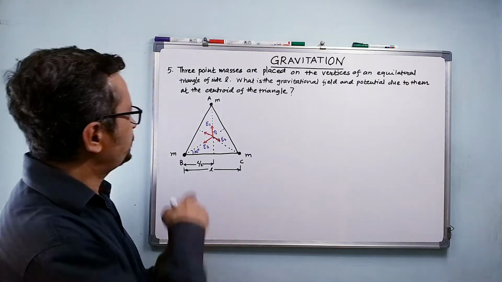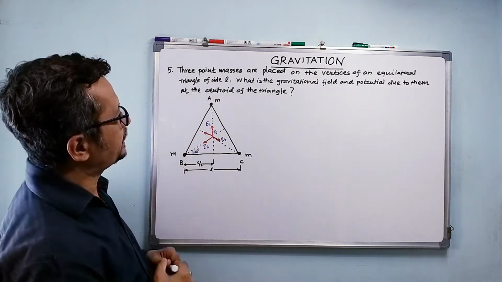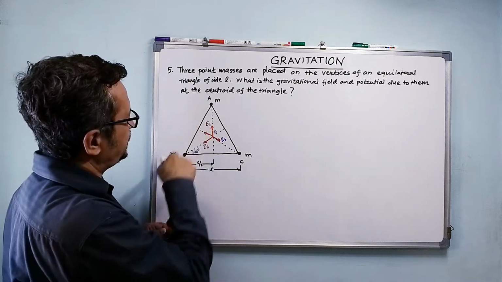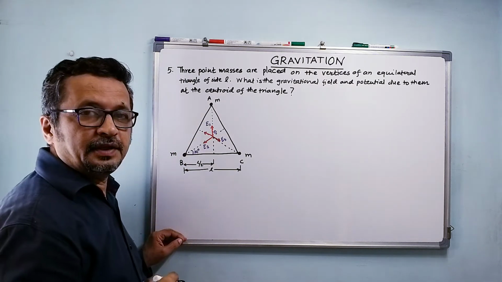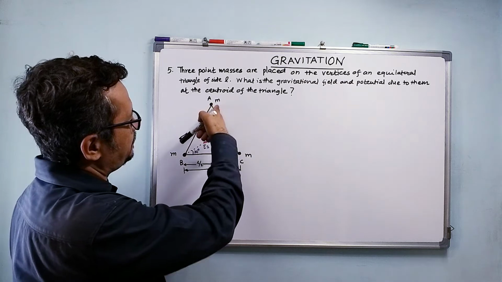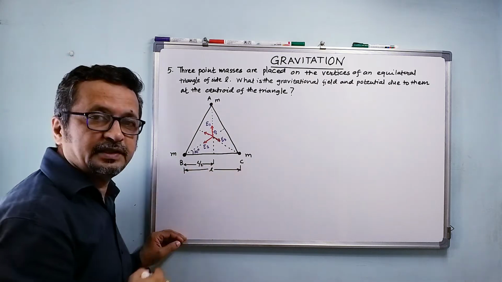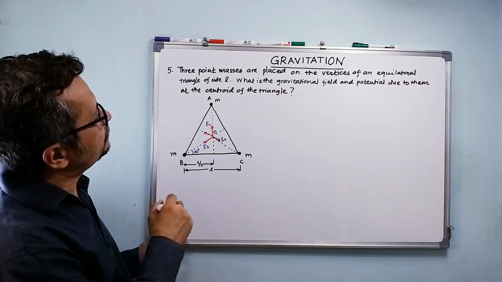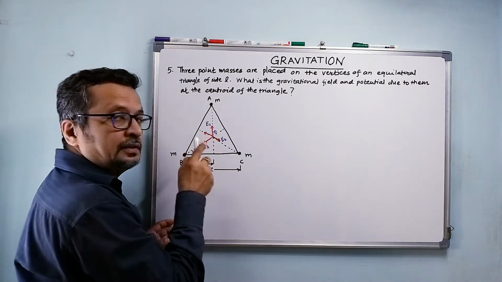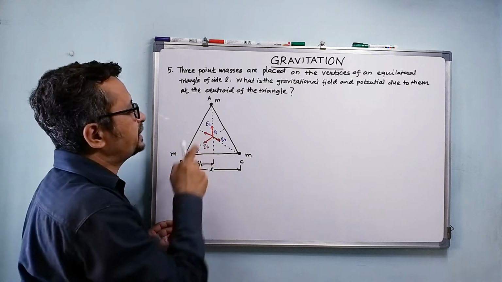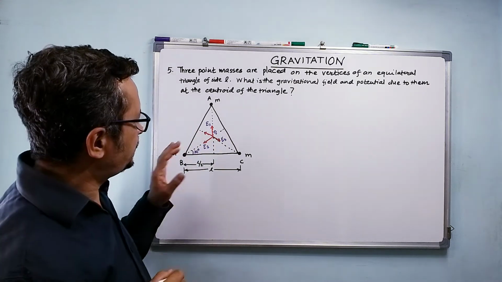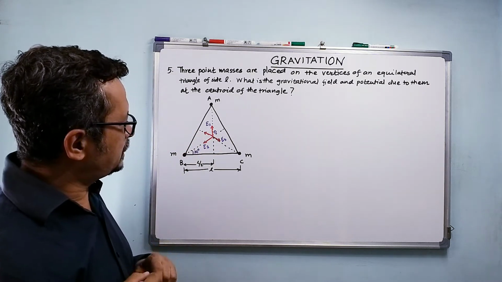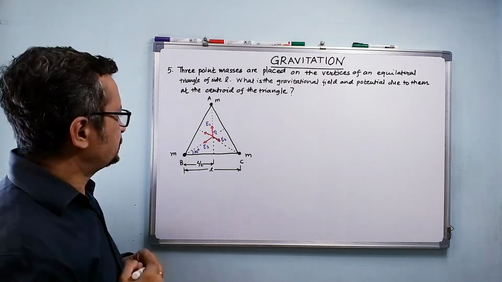Now we have this diagram here. I have made the diagram. ABC is the equilateral triangle and masses M, M and M are placed on the vertices. If you see here, we want to find the gravitational field at the centroid. Here we need to do a little geometric construction.